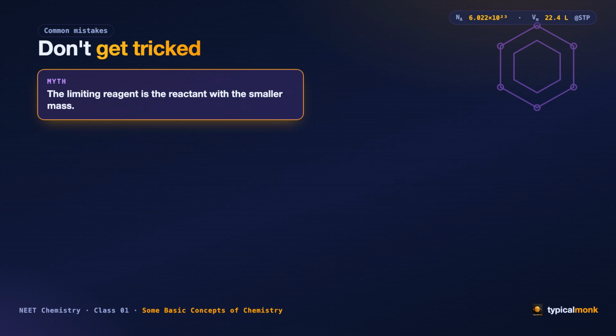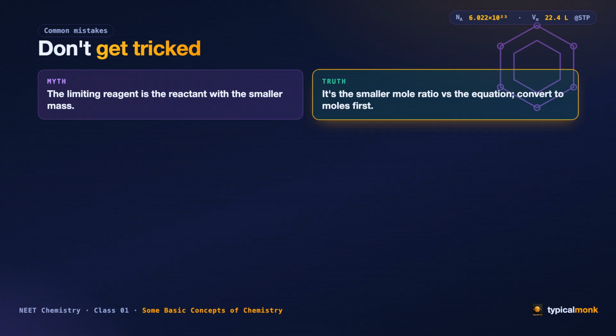Now let me save you some marks. 2 myths that trap thousands of students every year. Myth 1. The limiting reagent is whichever reactant has a smaller mass. It feels so natural. Less stuff runs out first, no? David believed this for months. But here is the truth. The limiting reagent is decided by the smaller mole ratio relative to the balanced equation, never by mass alone.